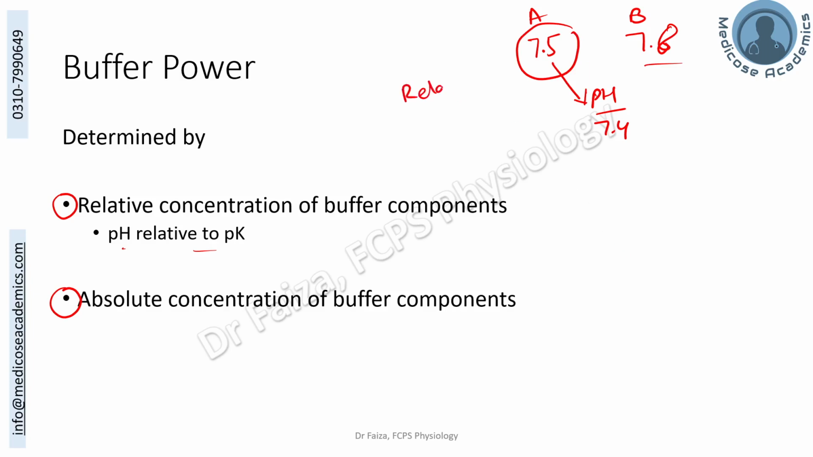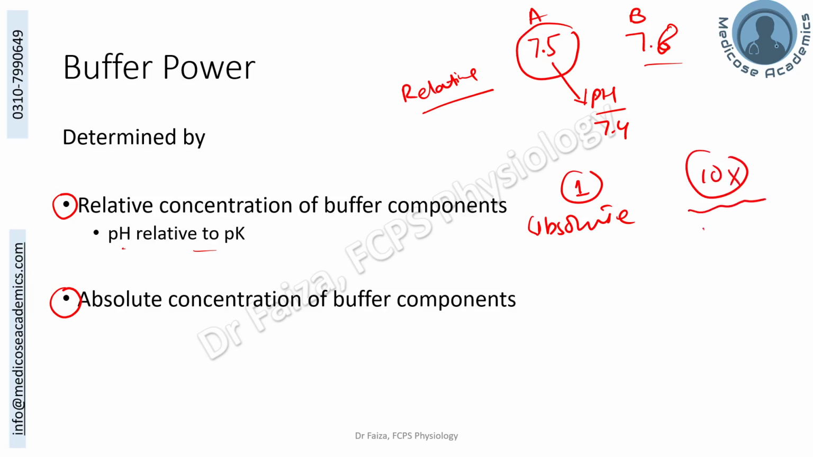This is the role of relative concentration. But we have to consider the absolute concentration as well. The pK of buffer system A is close to the pH, but the concentration of buffer system A, if we say, is 1 and concentration of buffer system B is 10 times more. Now this is 10 times more, so this is going to be the more effective buffer. So we have to consider both of the things. For a buffer to be effective, its absolute concentration should be a good amount, plus the relative concentration of components should be close to 50%.